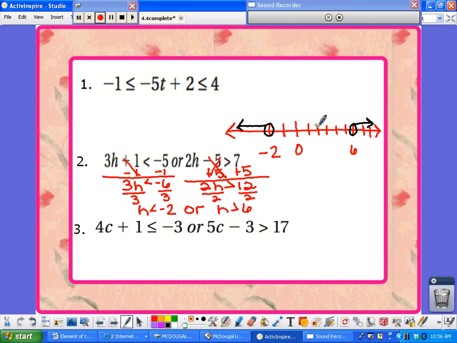Notice in an OR situation, we have this open area here where it does not meet up in the middle. Okay, so hopefully that has been helpful. Our objective was to learn how to graph compound inequalities.